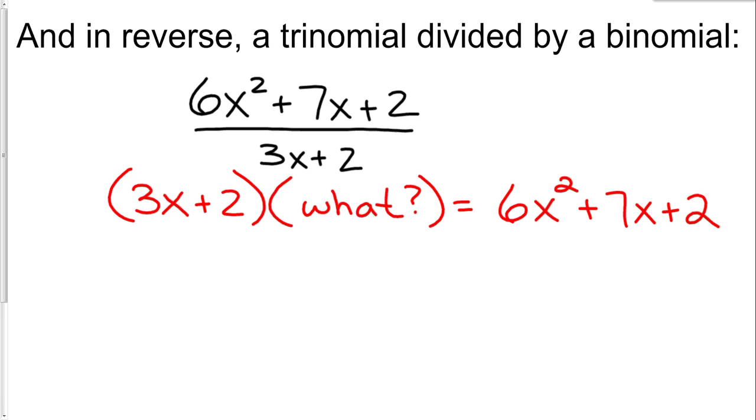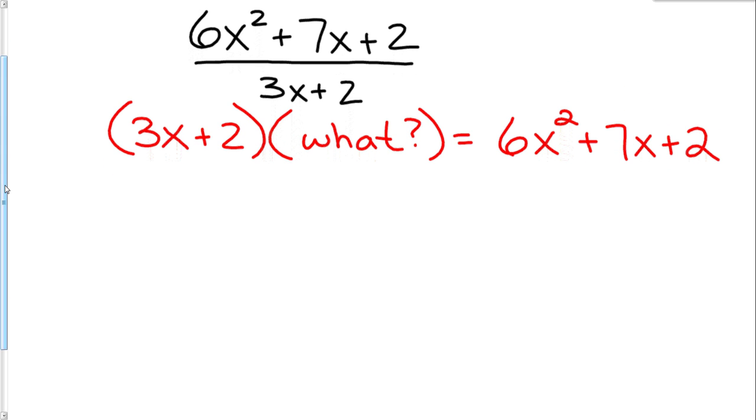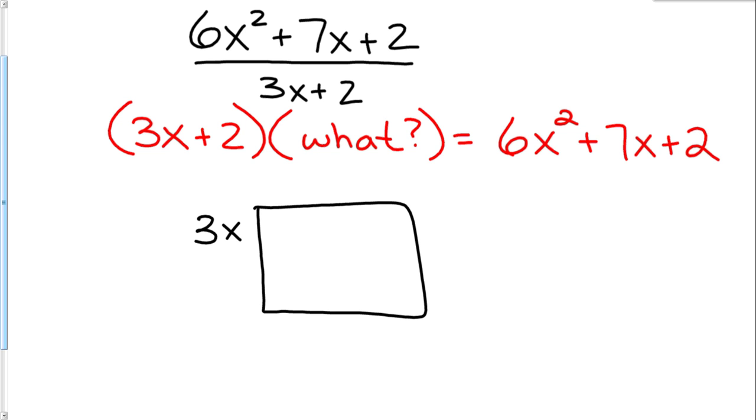So it's our job to find the what. 3x squared plus 2 times what gives us that trinomial. So let's use our area model. Draw our box. We know that our first binomial goes down the side. We do not know what's going to go across the top.